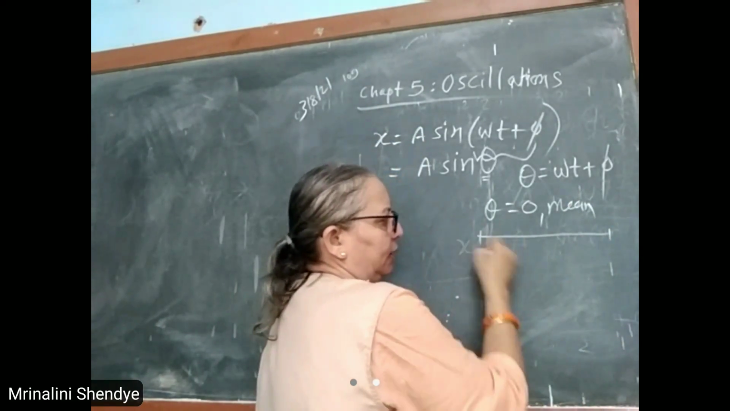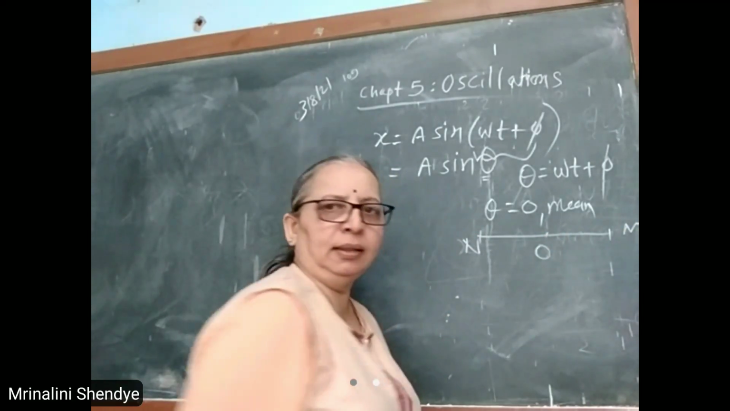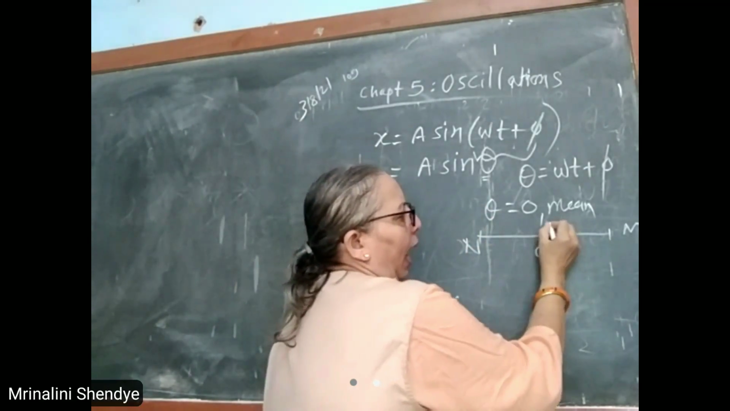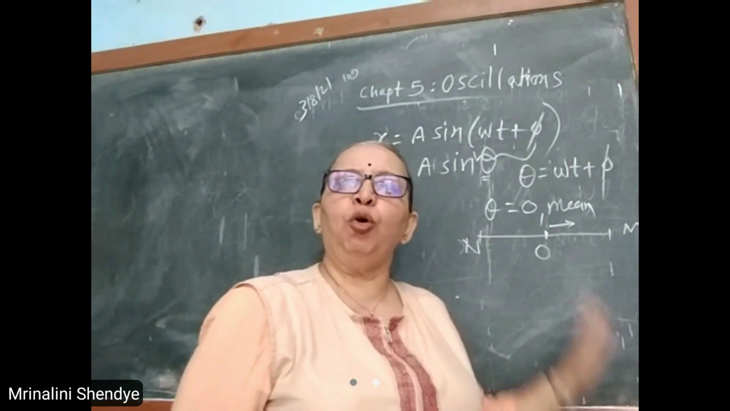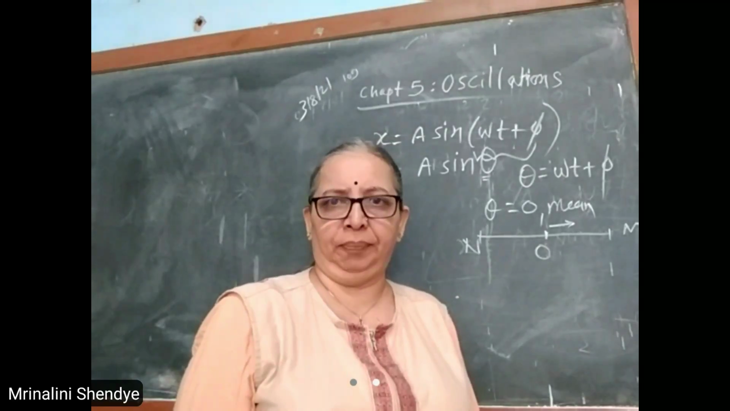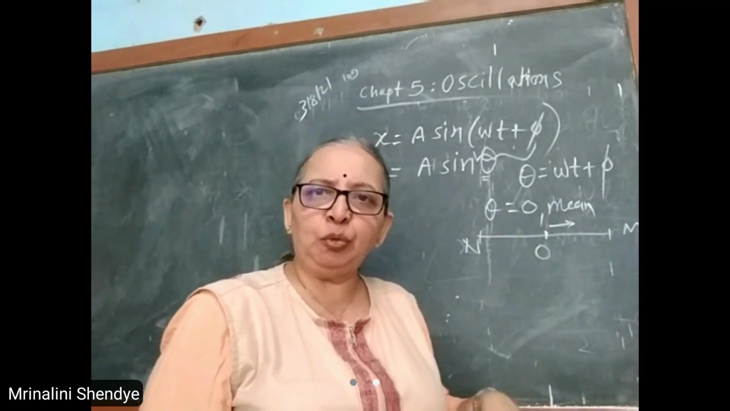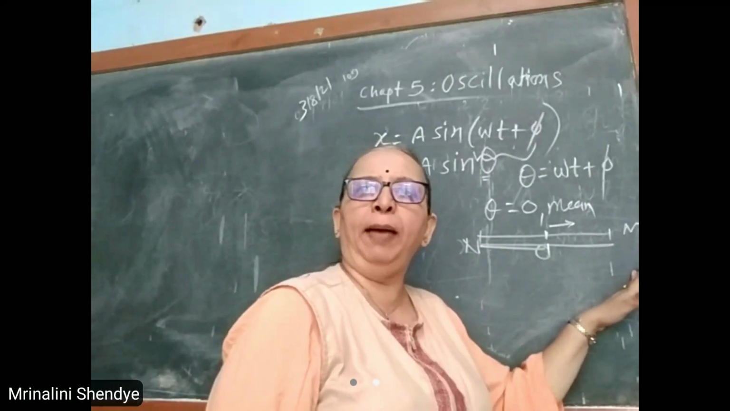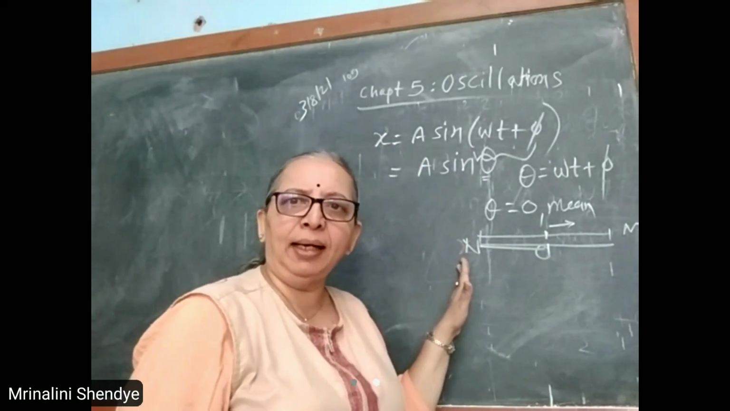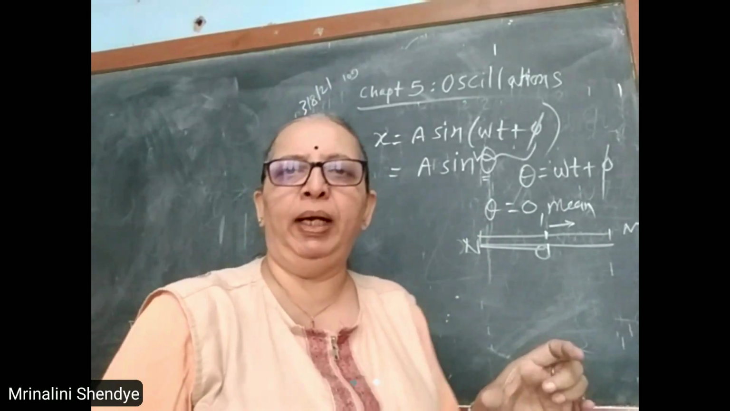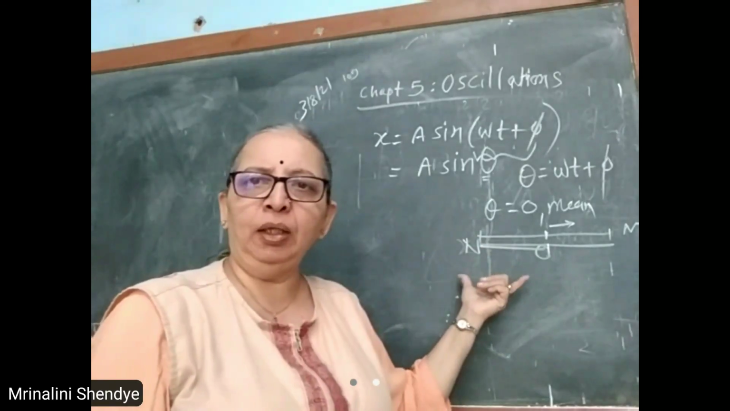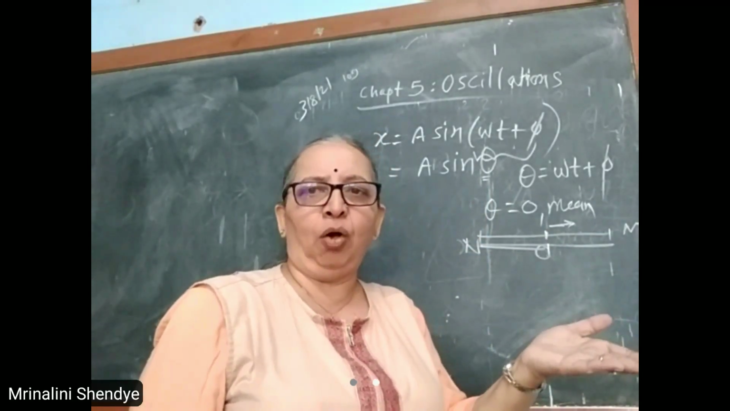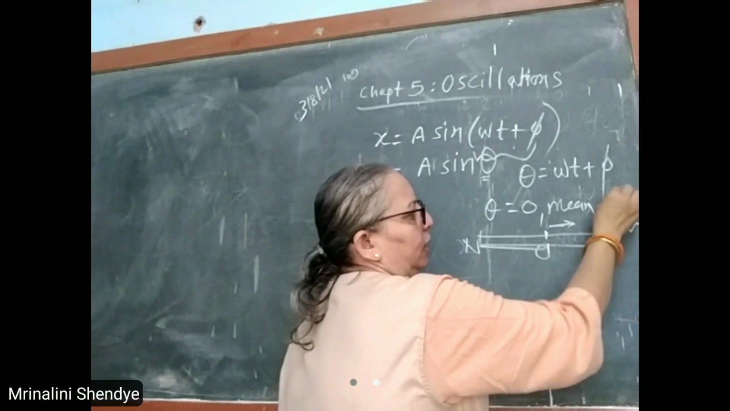Suppose the path is from M to N and O is the mean position. Then when theta is 0, the particle is at position O and likely to start its motion, suppose moving towards the right extreme position. If theta is 2 pi, what does it mean? It has completed one complete oscillation, one set of movement: O to M, M to O, O to N, and back again from N to O. This set of movement is one oscillation, and it has completed this and is likely to start the next, second oscillation. It indicates theta is 2 pi.